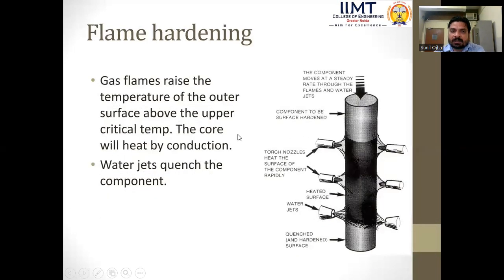Another process is flame hardening. We do that with the help of gas flames to raise the temperature. A gas flame heats the material component, and then a jet of water quenches the component.